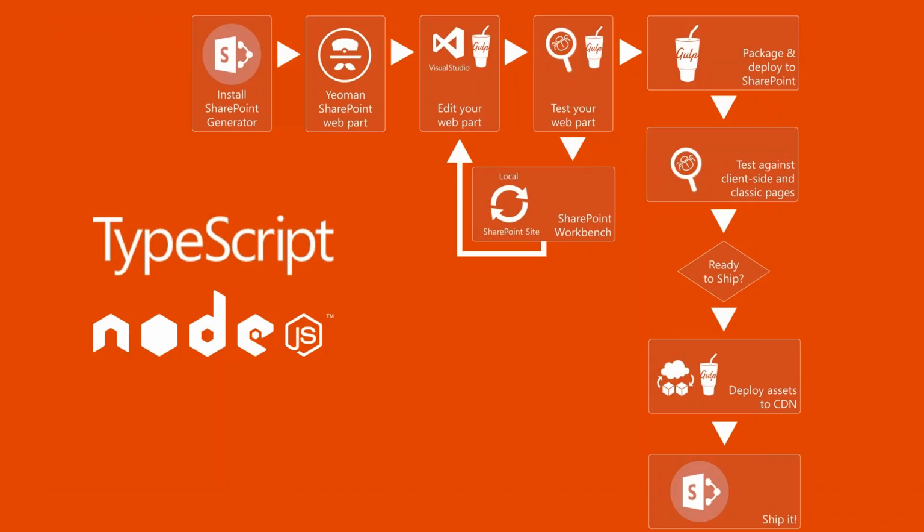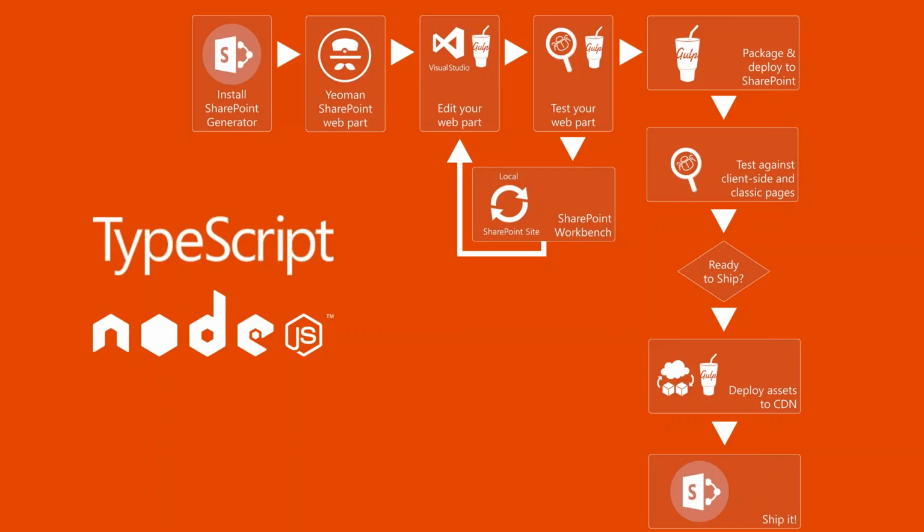So the first thing is install the SharePoint generator. So you need Node, you need Yeoman, Gulp, a couple different parts installed in your development environment. You fire up Yeoman and say, I'd like to use a template to build a SharePoint web part. And it basically spits out a whole whack of files on your local file system in a directory that you specify that you can use as your starting point.